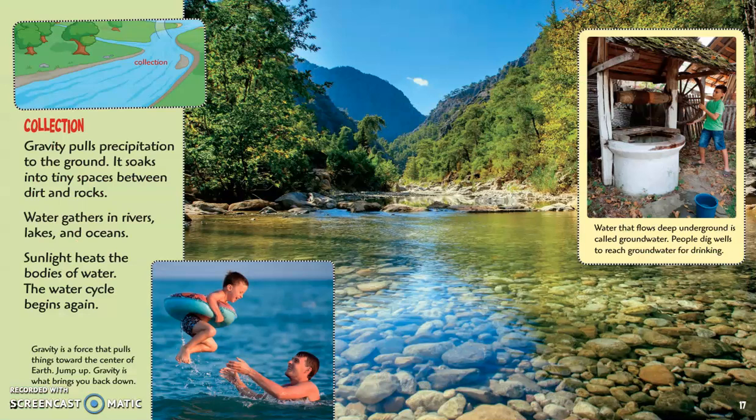Collection. Gravity pulls precipitation to the ground. It soaks into tiny spaces between dirt and rocks. Water gathers in rivers, lakes, and oceans. Sunlight heats the bodies of water. The water cycle begins again.